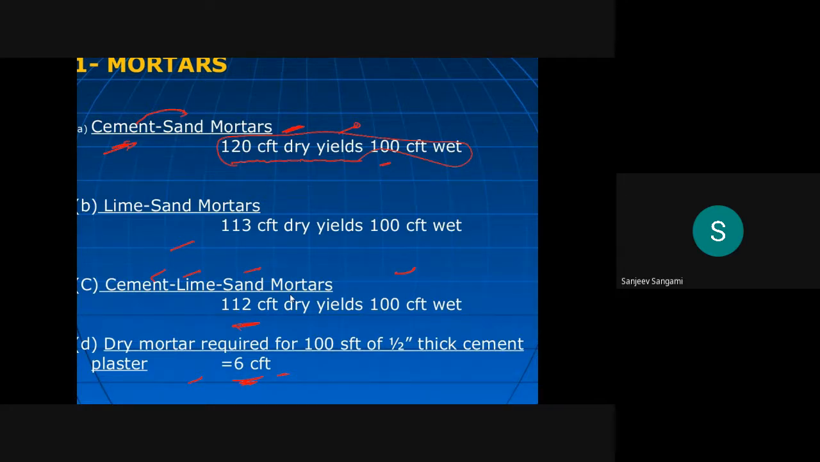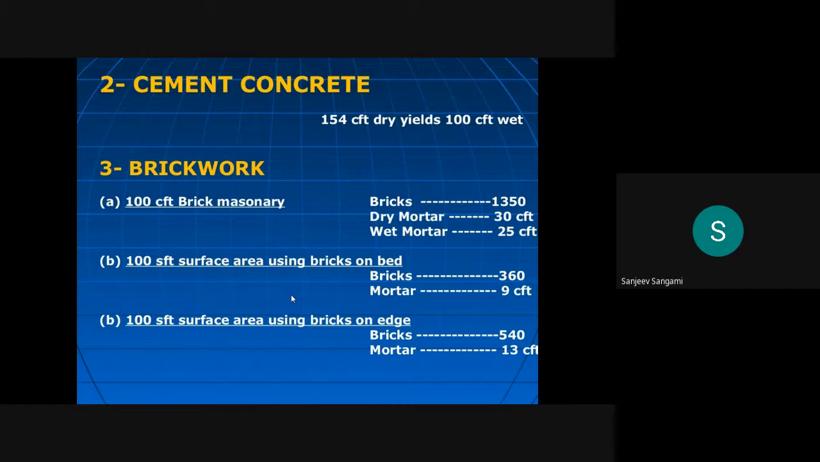We also discussed some of the terminologies like lump sum, what exactly LS stands for, and we also discussed the work charge establishment about the labor part. Then we'll move on to the cement concrete relations.